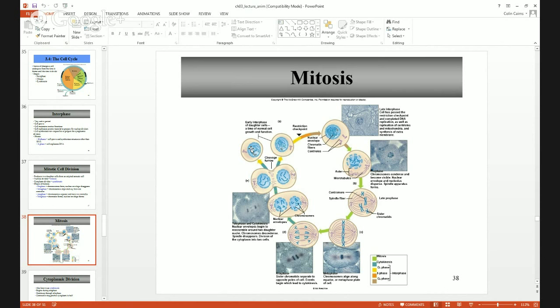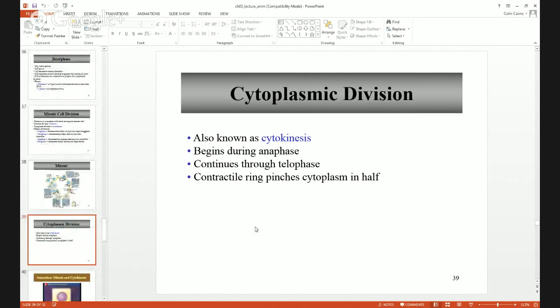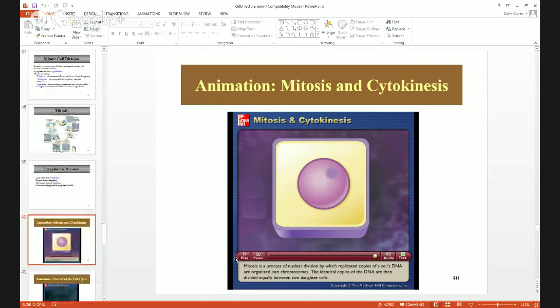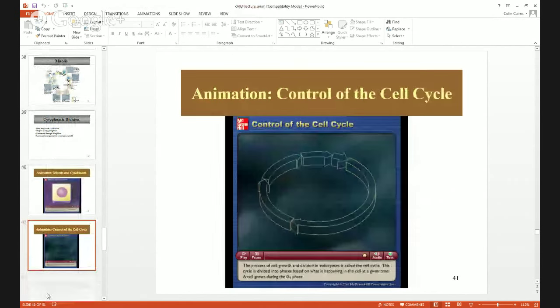And this is going to be a time of normal growth and function, the interphase. And again, this will butt up against a restriction checkpoint. Either they'll continue to become specialized, or they'll go through programmed cell death. So the cytoplasmic division is known as cytokinesis. It begins during anaphase, continues through telophase, and then eventually those contractile rings will pinch the cytoplasm in half. And again, I can't get these to work, unfortunately.